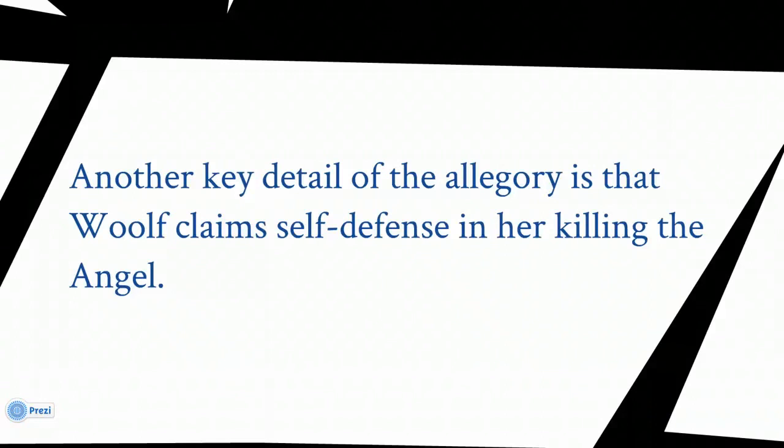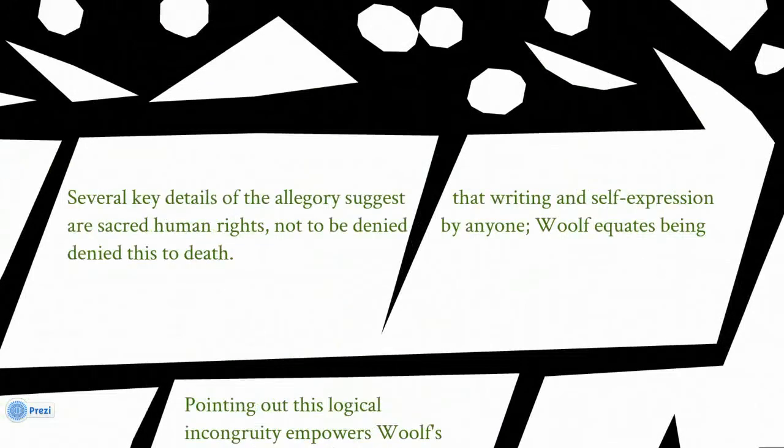Another key detail of the allegory is that Woolf claims self-defense in her killing the angel. That's also very interesting: when she chose to finally fight the angel, the straw that broke the camel's back, and what she claims after she kills the angel. She claims self-defense, both kind of interesting. Here's the strategy behind that. These key details of this allegory suggest that writing and self-expression are sacred human rights not to be denied by anyone. Woolf equates being denied the right to express oneself to being dead, and so she can then claim self-defense in having killed the angel.